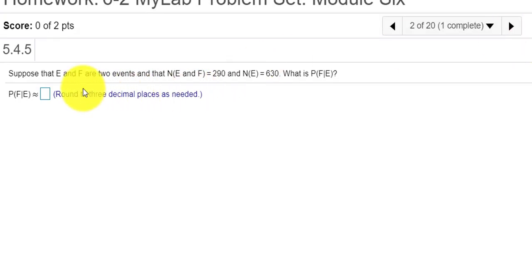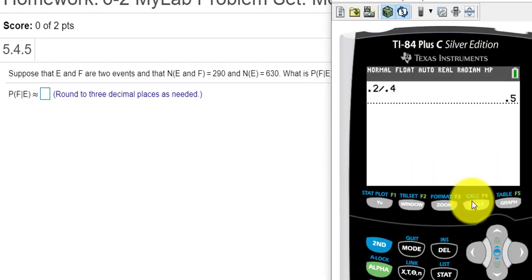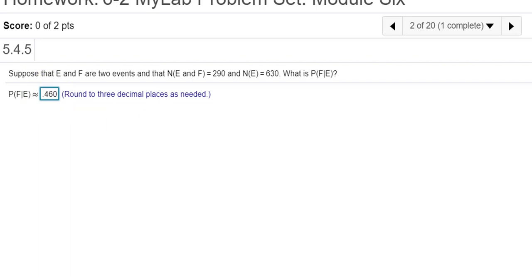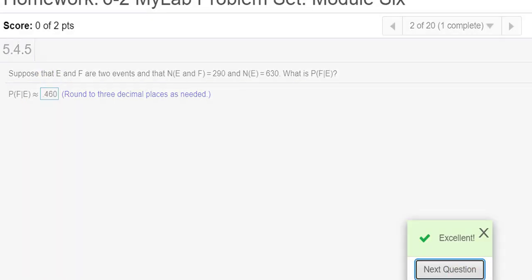Let's try number 2. Suppose that E and F are two events, and the probability of E and F is 290, and the probability of E is 630. What is the probability of F given E? Again, I'm going to pull out my calculator, and I will do 290 divided by 630, and I get 0.460. We check our answer, and we get the excellent.